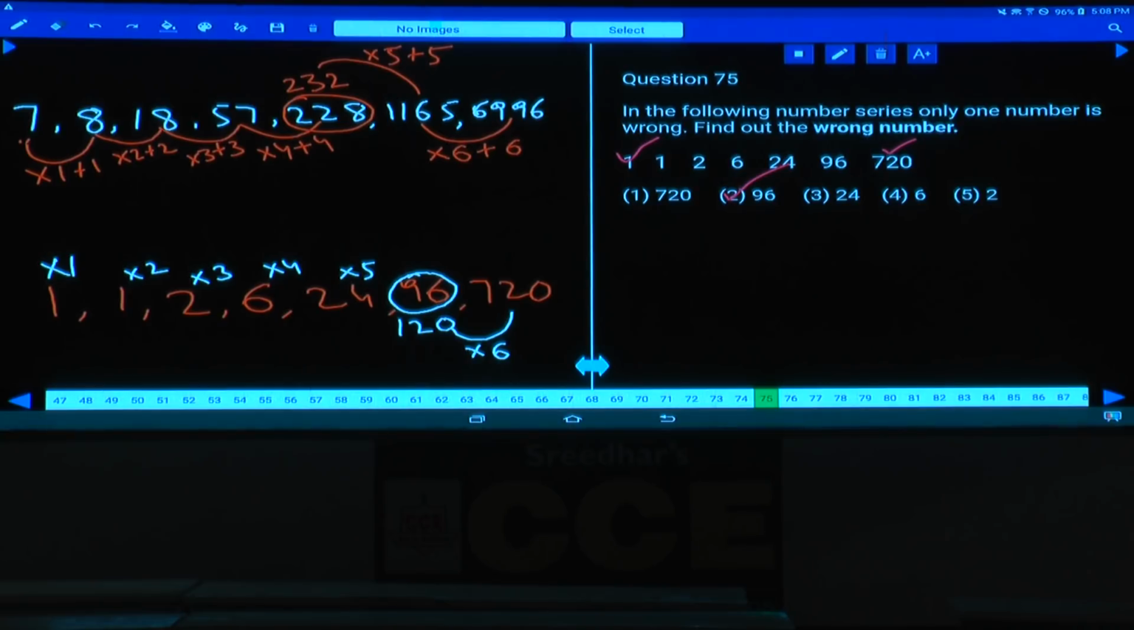Now this is about question number 71 to 75 in paper number 85. Done with this paper? Yes, any doubts in these questions?